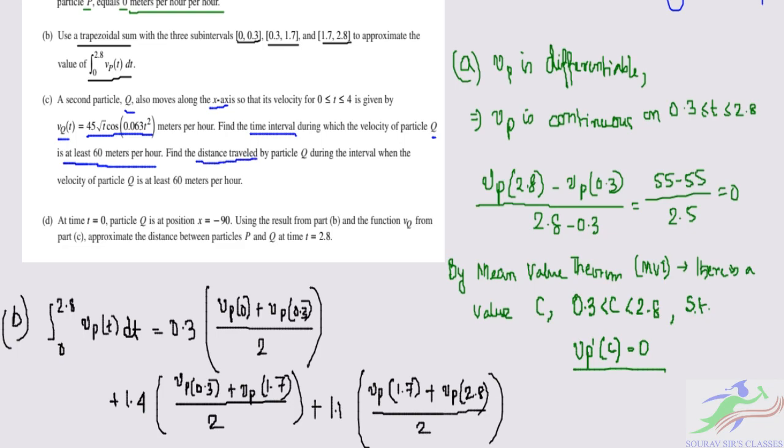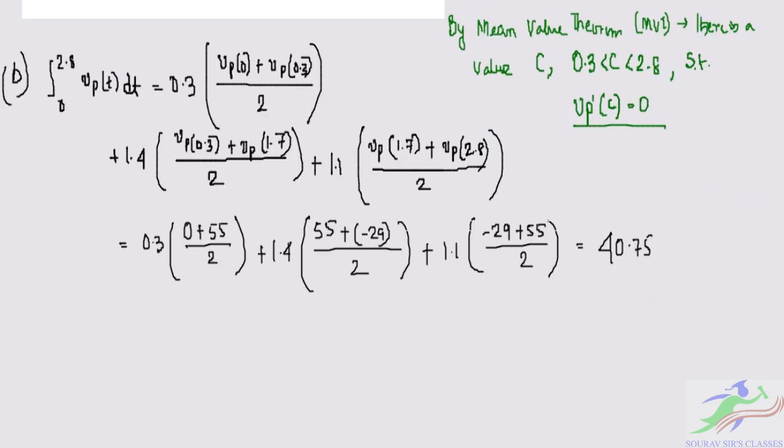We have to find also the distance traveled by the particle Q during the interval when the velocity of particle Q is at least 60 meters per hour. So that is part C. We have to find the time interval as well as the distance traveled. Okay, so let's solve part C now.